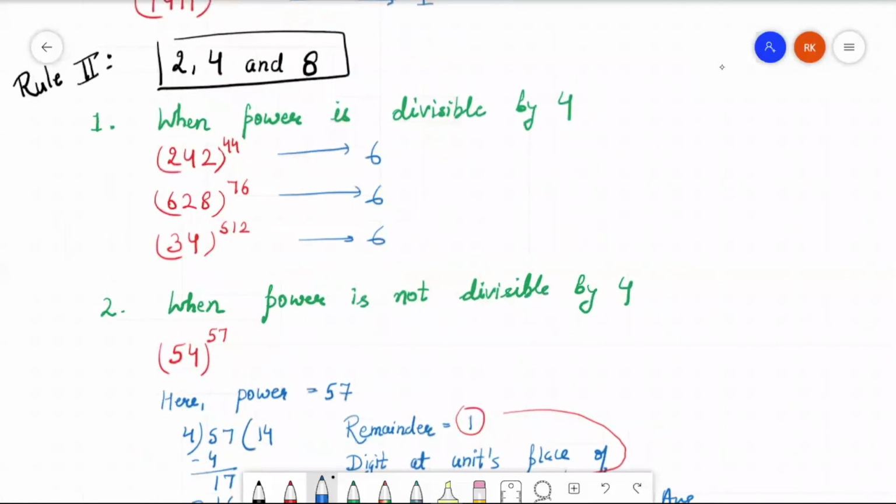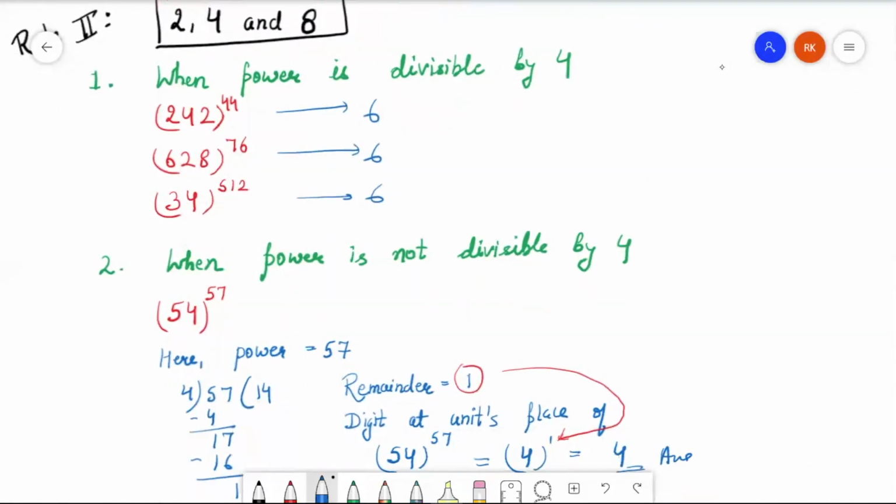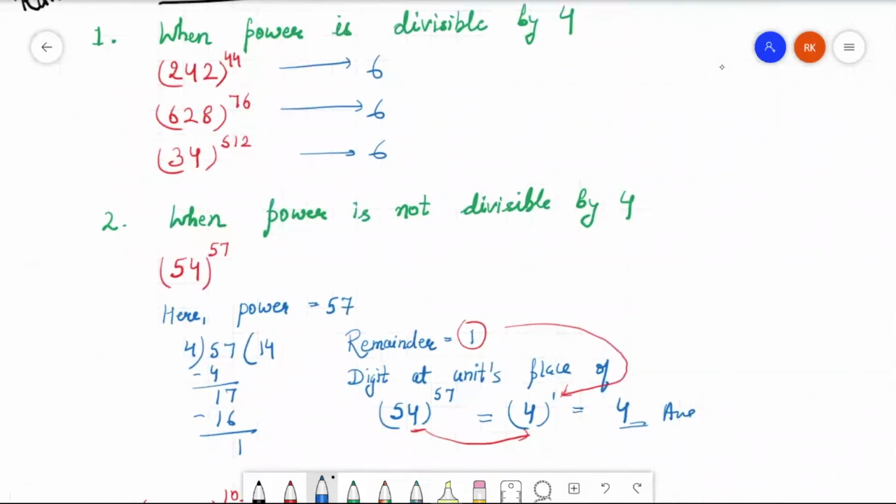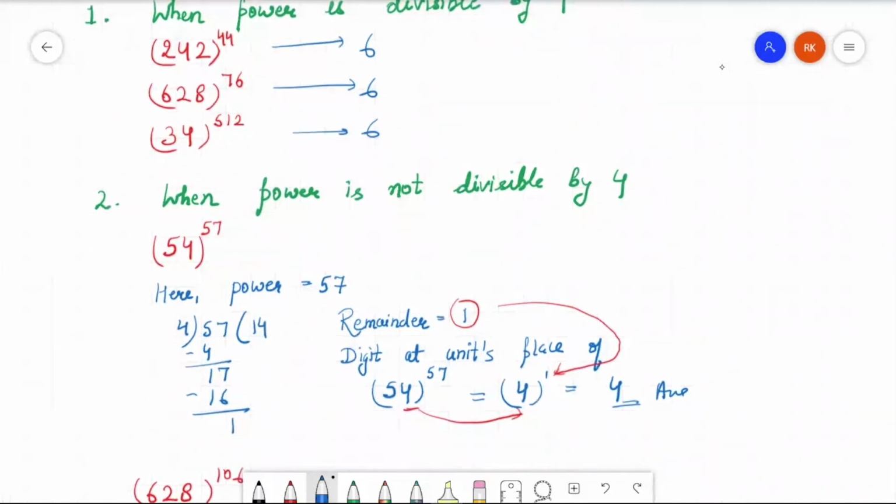The next case is when the power is not divisible by 4. That is, if we divide it by 4, we get some remainder. Let's take an example. 54 raised to the power 57. Here we have 4 at the unit place and 57 is not divisible by 4. Then what we have to do is calculate the remainder. After dividing 57 by 4, we get remainder 1.